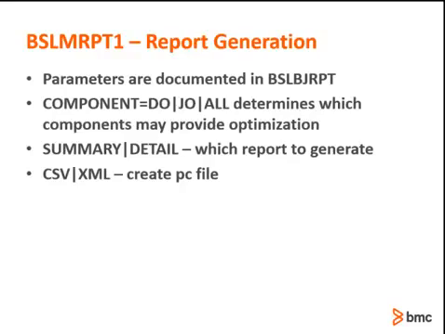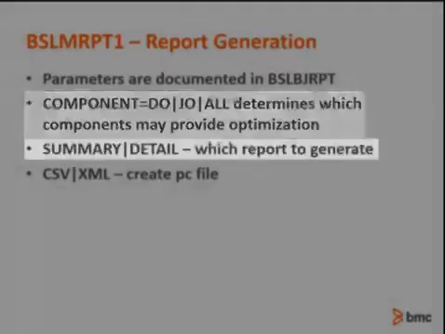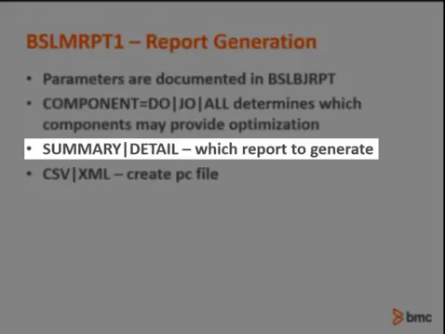BZLM-RPT1 does allow job name selection criteria to further reduce which jobs in the select file are eligible for reporting. The parameters determine which MainView Batch Optimizer component is being considered: data optimization, job optimization, or all. And next, you decide if you're interested in a summary or detail report. Usually one will use the summary report first, and if the summary piques your interest in a specific set of jobs, then the detail report may provide additional insight.